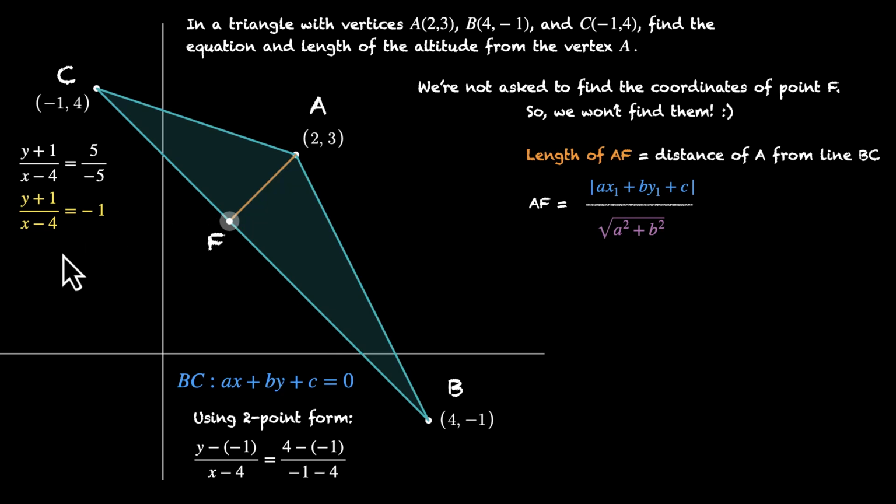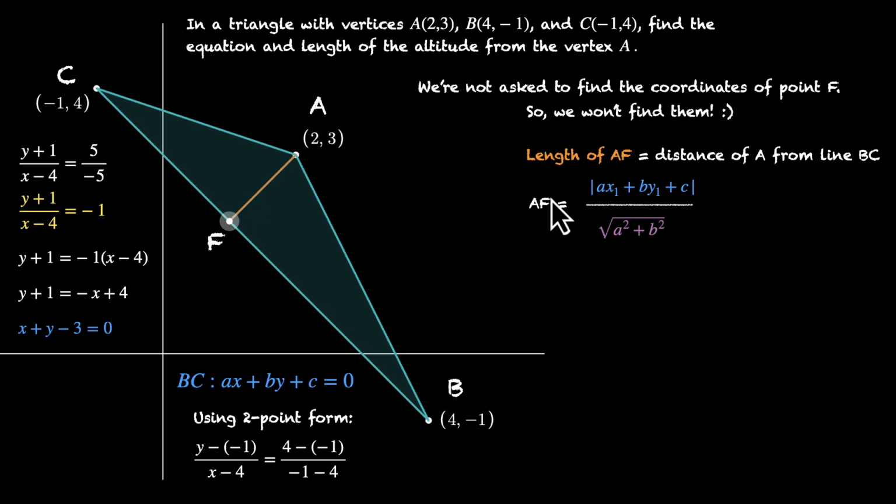But let's continue. Let's write this in the standard form, because when we have this in the standard form, only then we'll be able to use the distance formula. So let's do that. y plus 1 equals minus (x minus 4). This is y plus 1 equals minus x plus 4. Bring everything on one side and put 0 on the other. We have x plus y, 1 minus 4 is -3. So this is x plus y minus 3 equals 0. This is the standard form of the equation of the line BC.